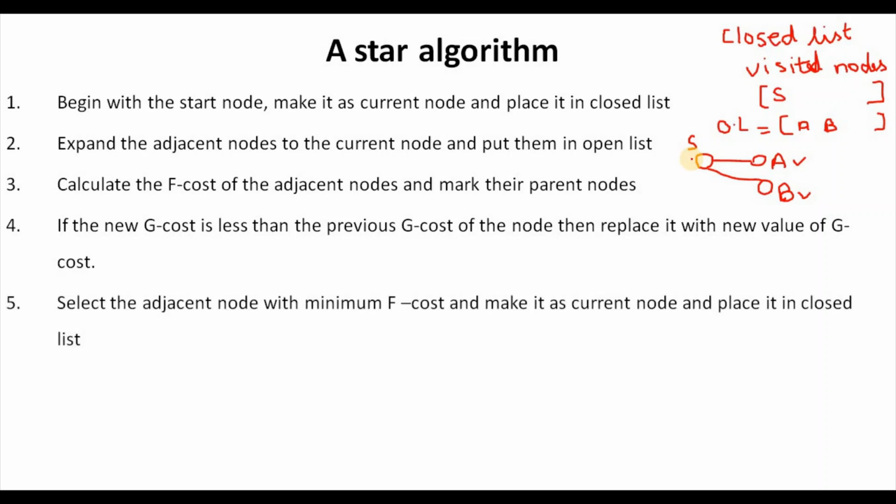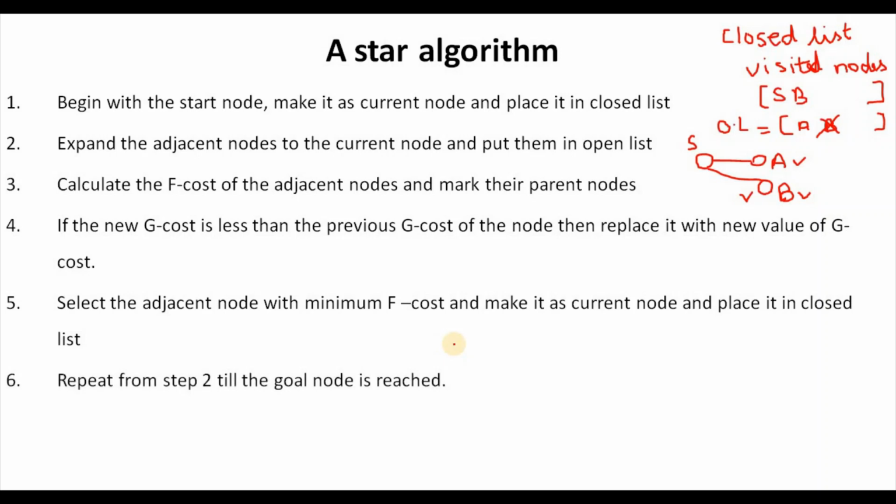Select the adjacent node with minimum F cost, make it the current node, and place it in the closed list. For example, in this graph we look at which one has the minimum F cost, A or B. If B has the minimum F cost, we make it our current node, remove it from the open list, and put it in the closed list, the list of visited nodes. Now this will be our current node.